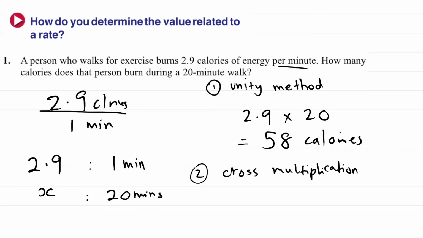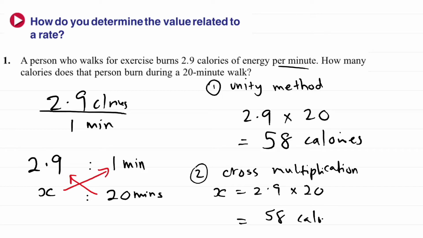Now when you apply the cross multiplication, this one you put here, this one you put here, basically you are doing the same thing. x multiplied by 1 is x, so x equals the same thing, 2.9 times 20, you will get the answer 58 calories. So it's up to you whether you want to use the unity method or the cross multiplication. You will get the same answer.